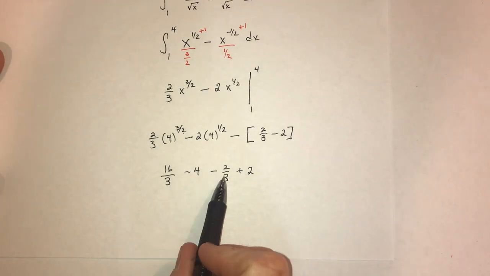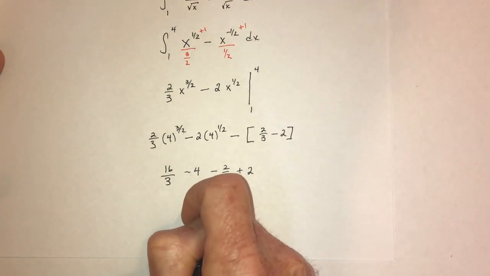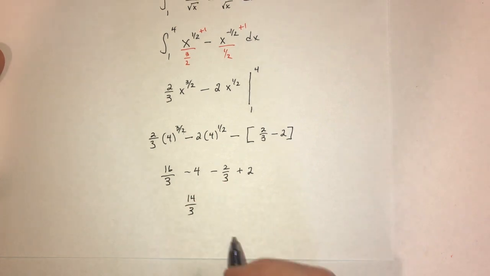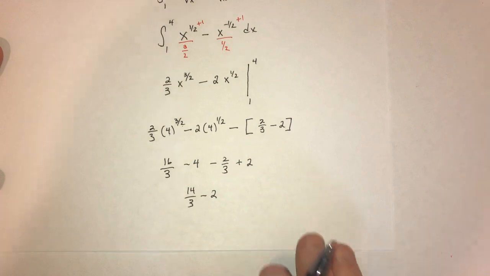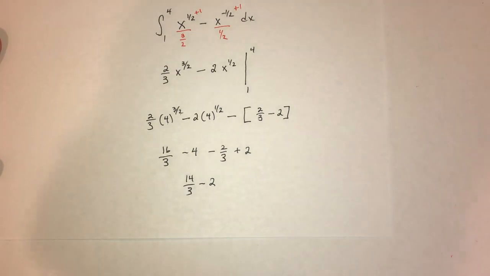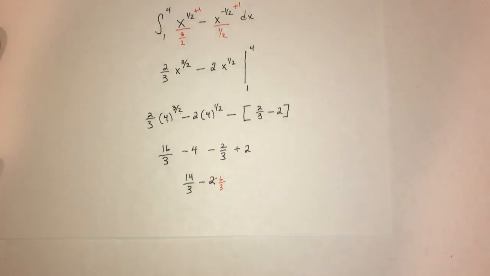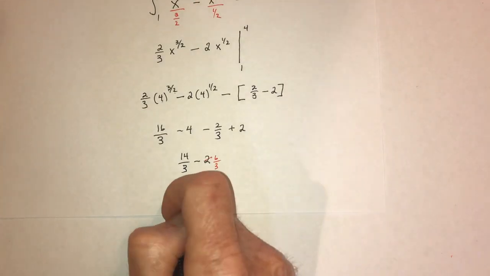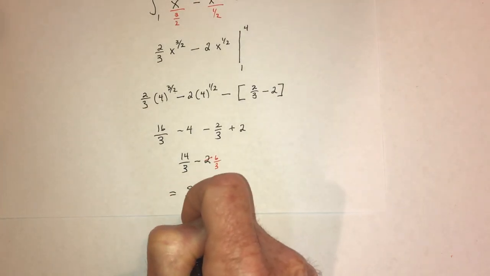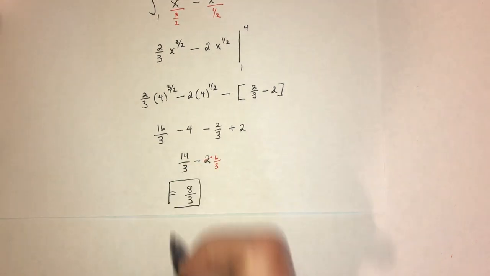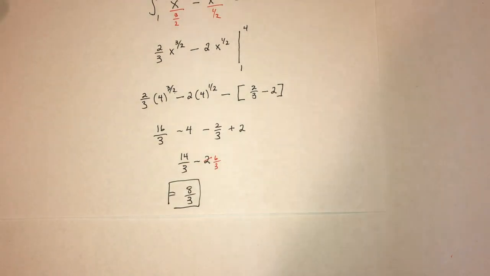So combining the thirds, that's going to be 14/3, and then minus 2. And then 2 is actually 6/3. So finally, the answer is 8/3. So that one is a definite integral, so there is no plus c.